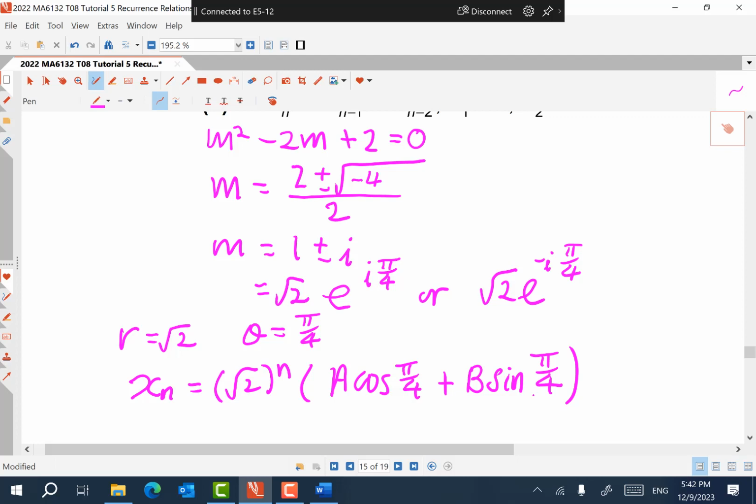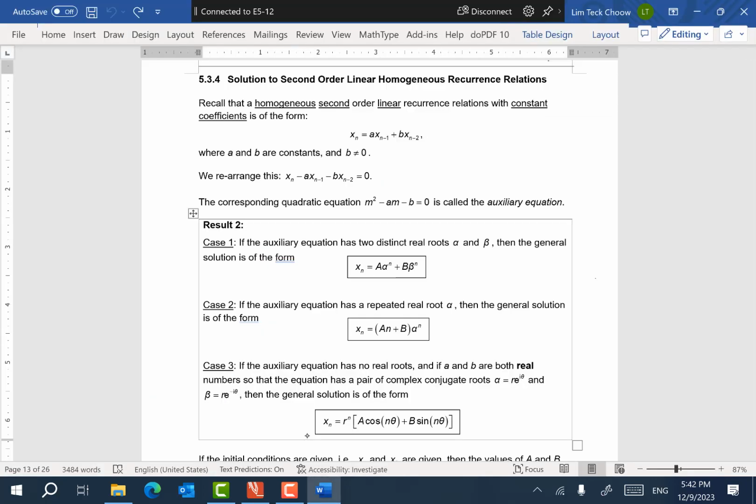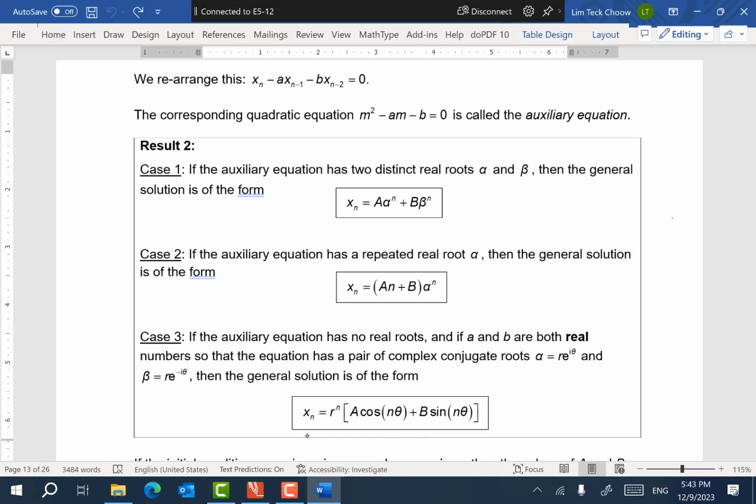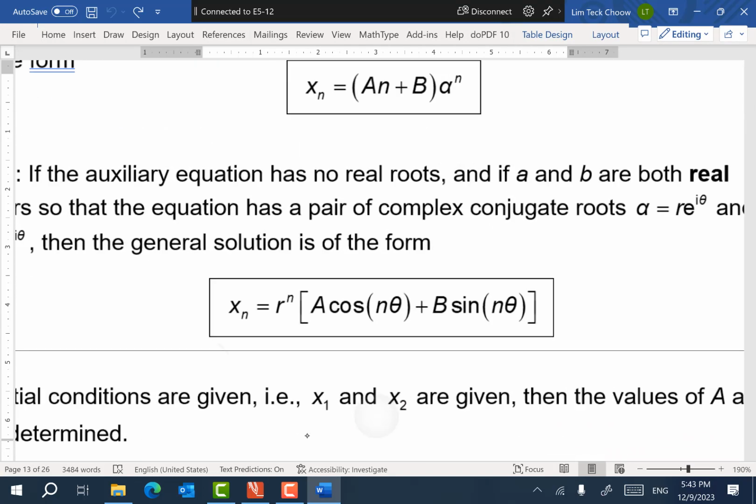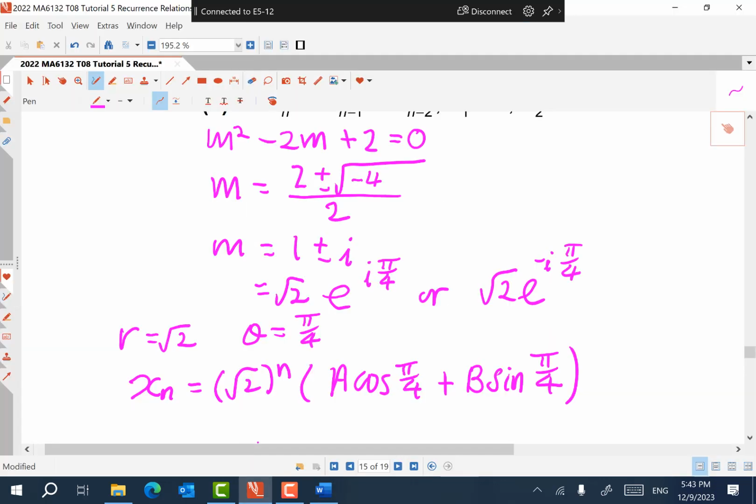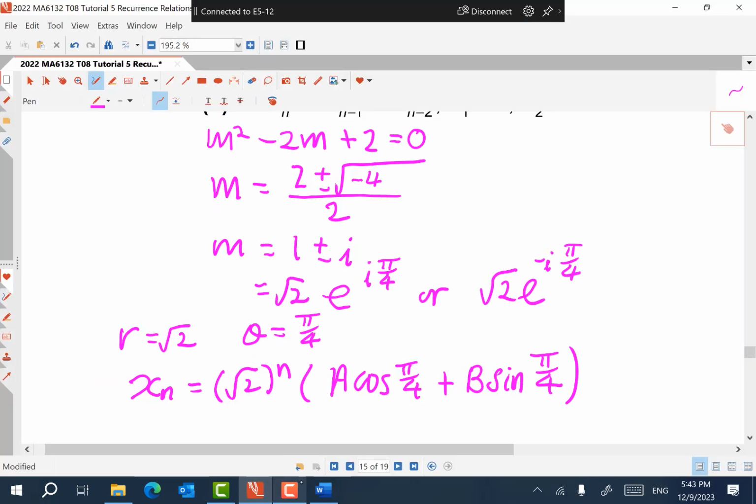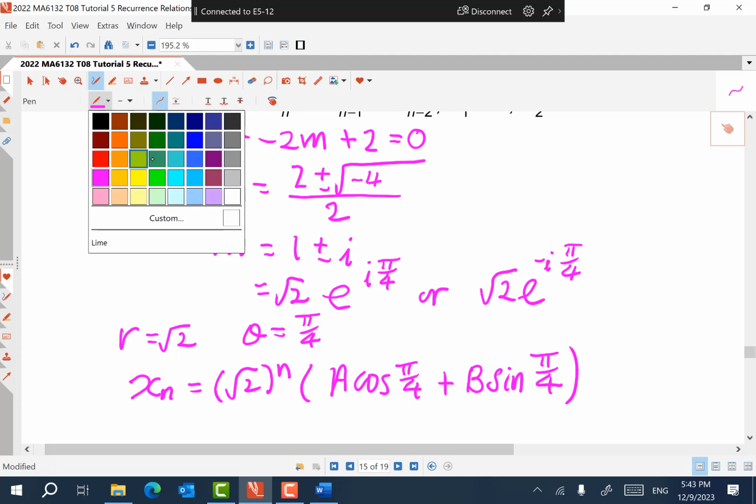Did I make a mistake? Look carefully, did I make a mistake? Let's see who can spot the mistake. What mistake did I make? Right. There's actually an n here.